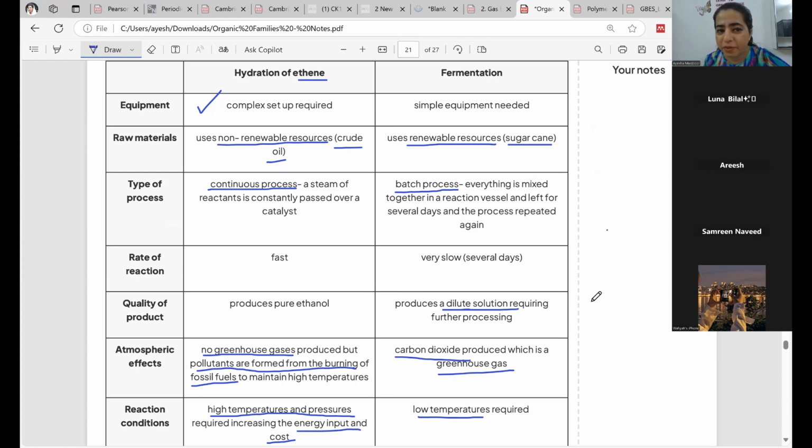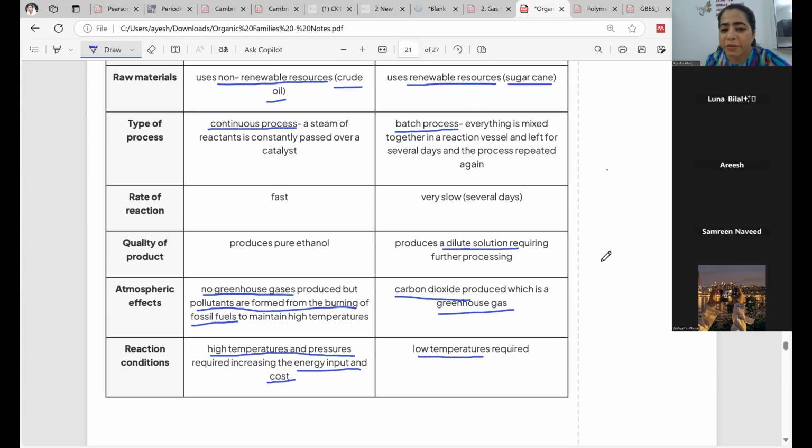Both have some benefits. Hydration of ethene is not a good process if we talk about the non-renewable resource. But it is a good process because it is not giving any greenhouse gas in the atmosphere. So this way we can see a very big difference. We have some very serious environmental issues in one process, but in the other process we have the renewable resource use. So both have some benefits and drawbacks at the end. Okay.